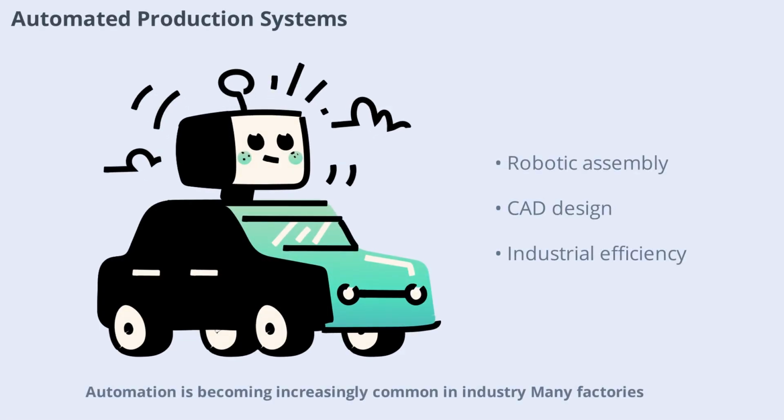Automation is becoming increasingly common in industry. Many factories, such as car manufacturers, use computer-controlled robots to assemble products. Computer-aided design (CAD) programs are used to create detailed drawings and specifications before production begins, ensuring accuracy and efficiency.